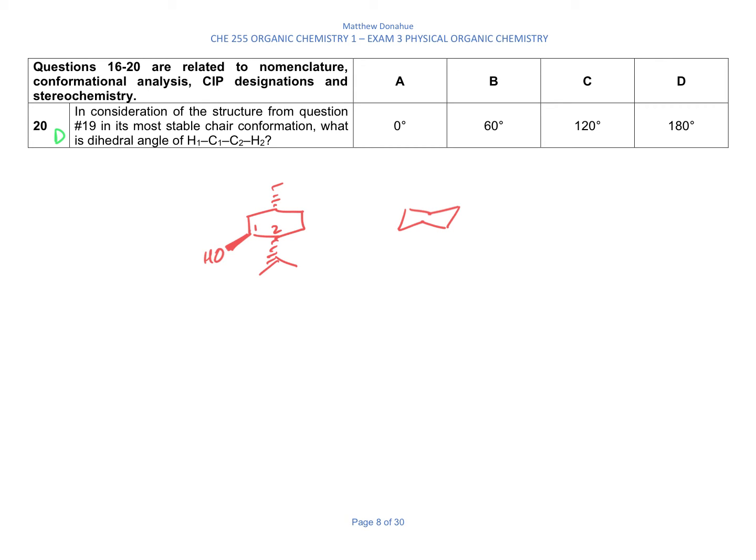So if I call this carbon 1, the alcohol is up. That means that hydrogen is down. So next is carbon 2. The isopropyl group must be down. So that means that hydrogen is up. Go around the ring. 3, 4, 5. That H is equatorial, so the methyl group is axial.